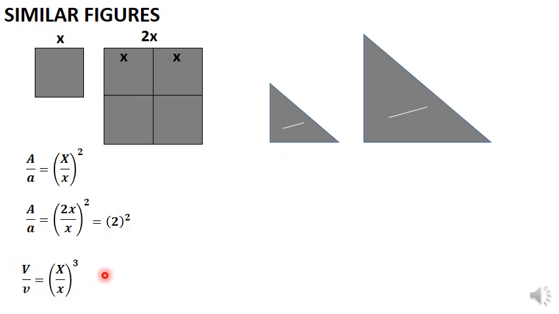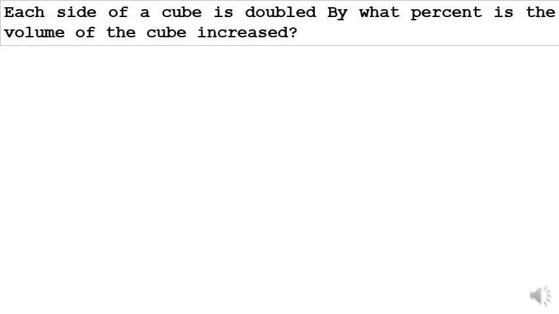Now for the volume, the same principle is applied. If the segment of the solid is increased or decreased, then the ratio of their volumes is defined by this formula. The ratio of the final to the initial volume is equal to the cube of the ratio of their corresponding lengths or sides. Let's try this. Each side of a cube is doubled. By what percent is the volume of the cube increased?